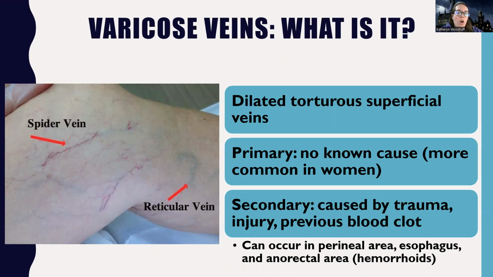But there are secondary reasons for varicose veins, like trauma, injury, having a previous blood clot. And if you're thinking varicose veins, what else reminds you of them? It's the same thing. They can occur like hemorrhoids. They can also be in the perineal area. You can get them in the esophagus as well, but they're very dilated, tortuous veins.